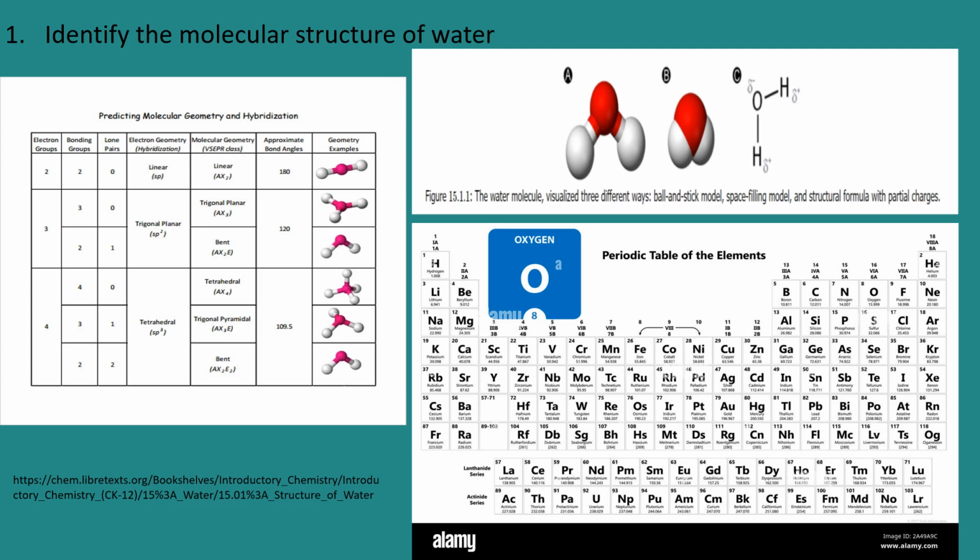So let's now go on with predicting the molecular geometry and hybridization of water. In terms of describing the molecular structure of water, we can, number one, use the electron geometry, and number two, use its molecular geometry. But first, we have to understand the nature of the central atom, which is oxygen. Oxygen belongs to group number 6, meaning if we divide it by 2, we will have 3 electron groups.